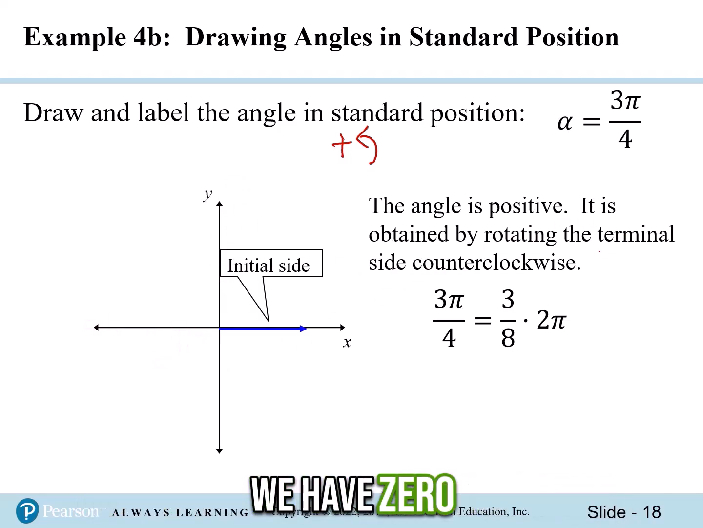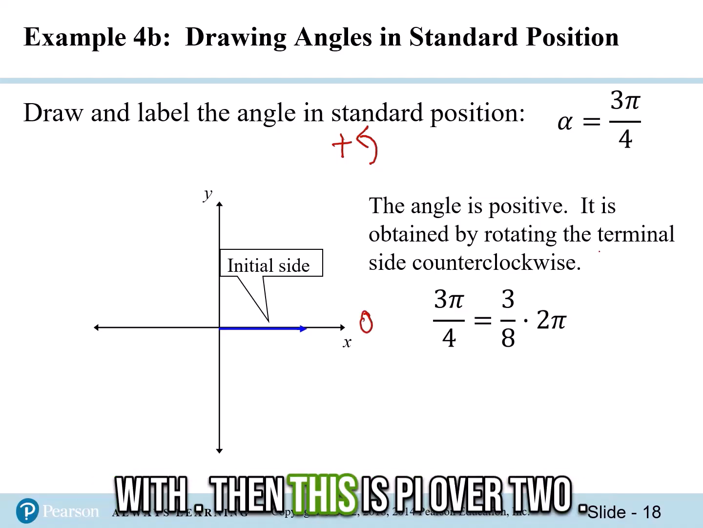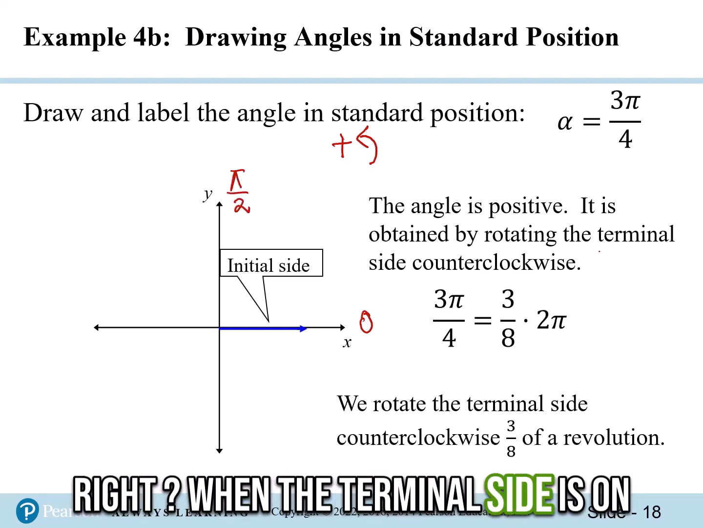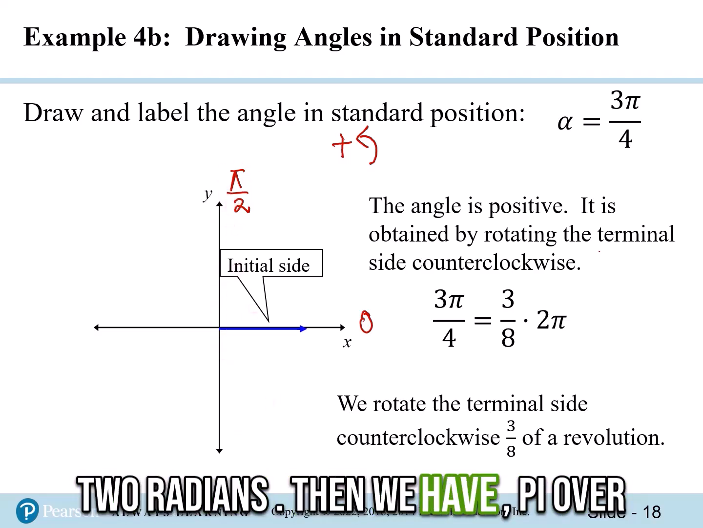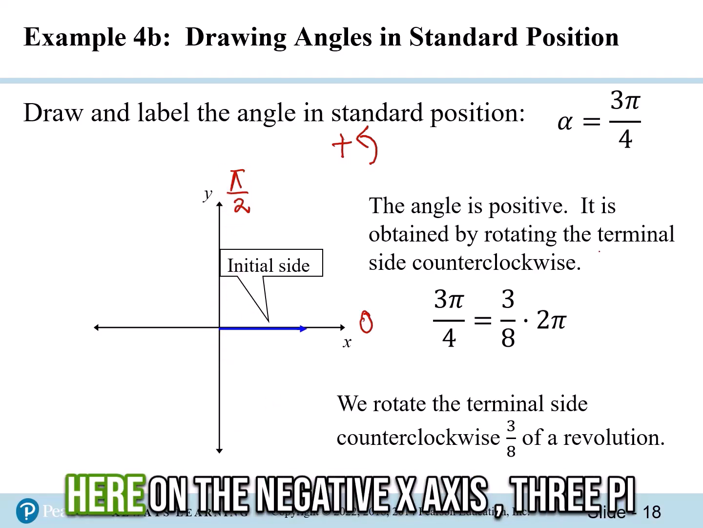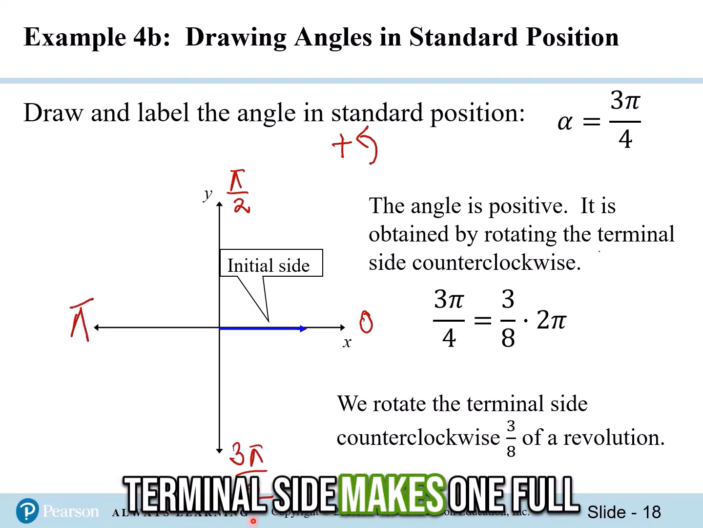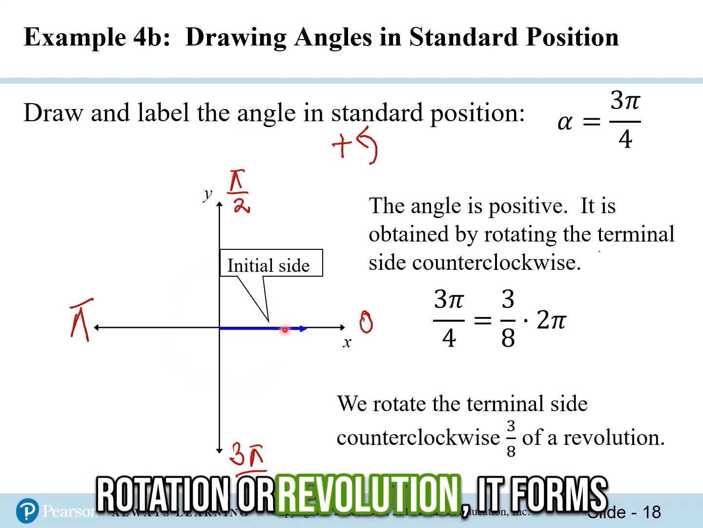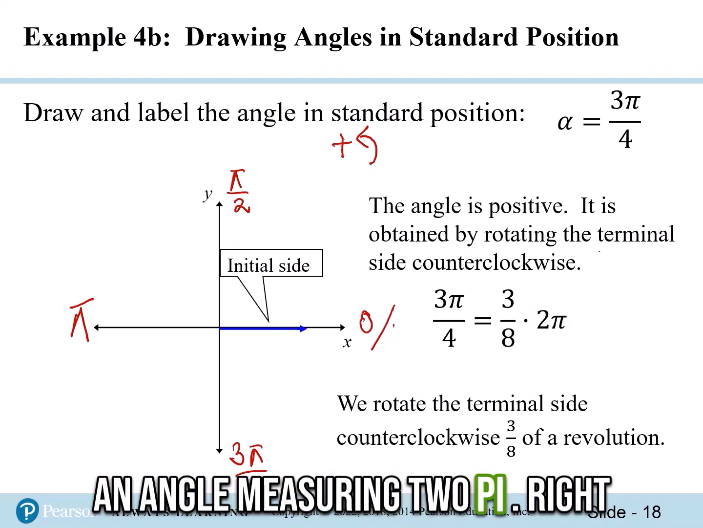Over here, we have 0 degrees or 0 radians to start with. Then this is pi over 2, right? When the terminal side is on the positive y-axis, it forms pi over 2 radians. Then we have pi over here on the negative x-axis, 3 pi over 2, and then when the terminal side makes one full rotation or revolution, it forms an angle measuring 2 pi.